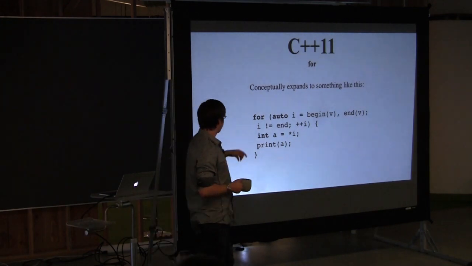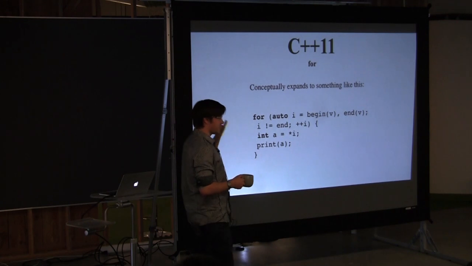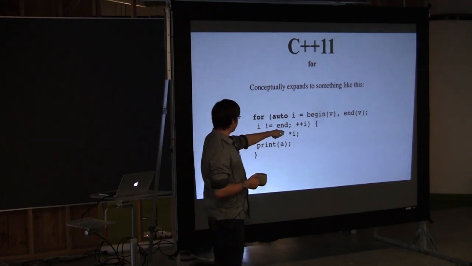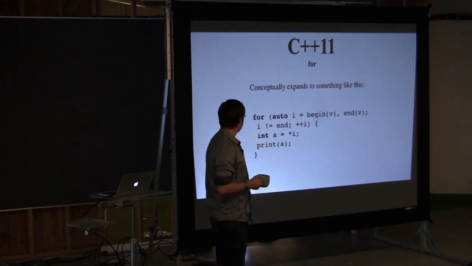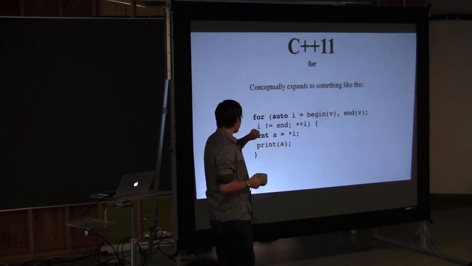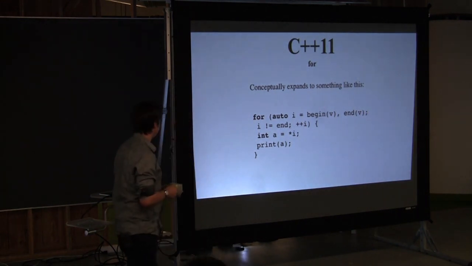You have auto i. We'll get into auto later. It essentially means just whatever begin returns. And then end. Oh, wait a second. End is a function call, and it returns the end iterator. And I obviously have a bug here.